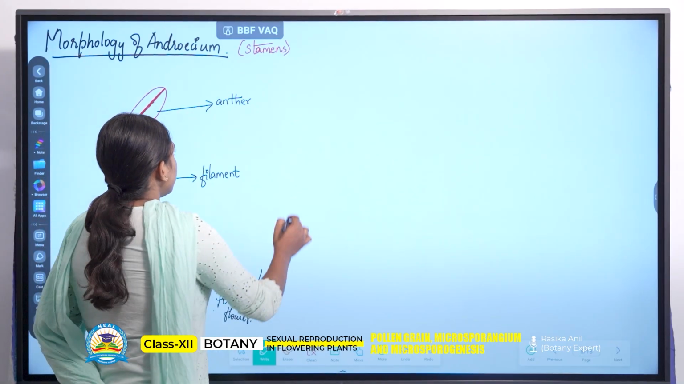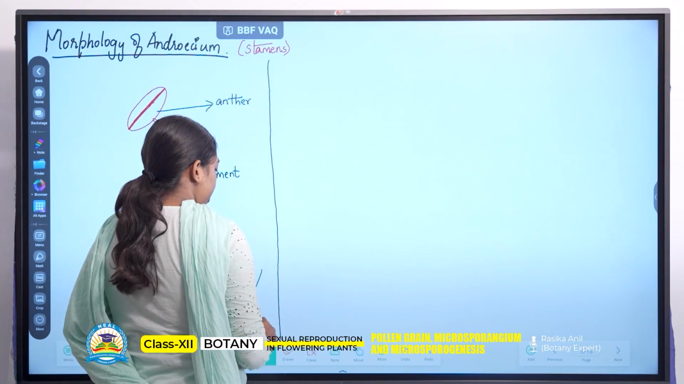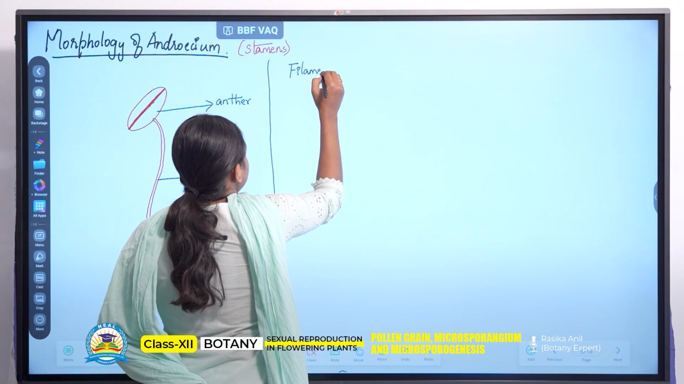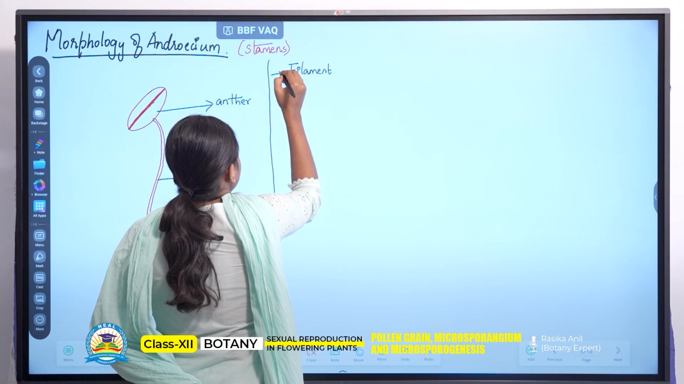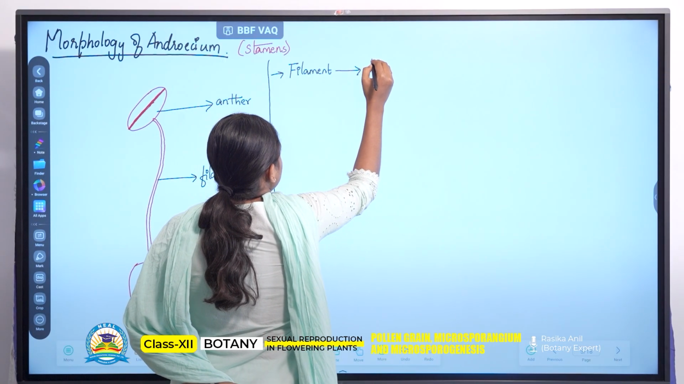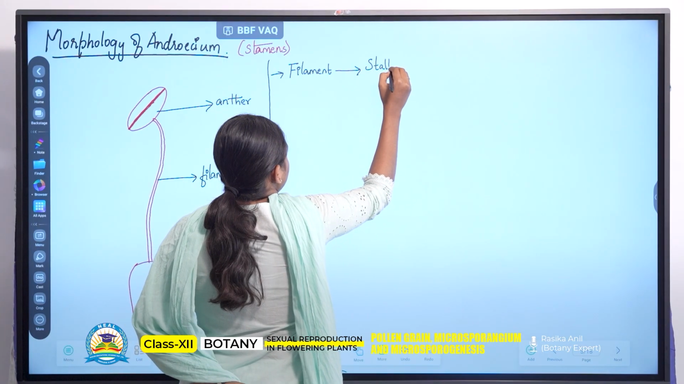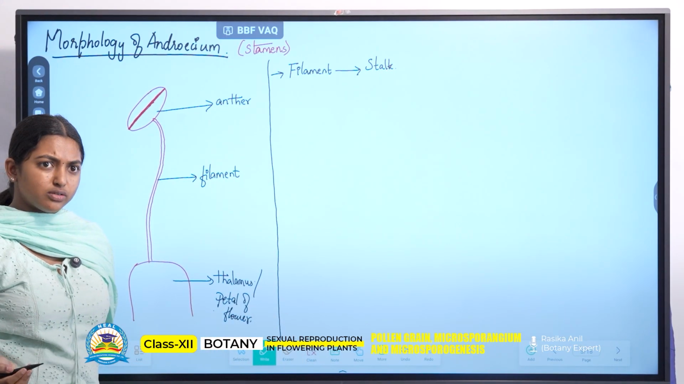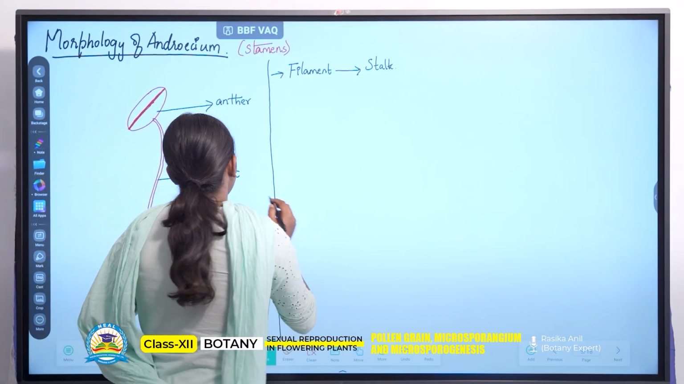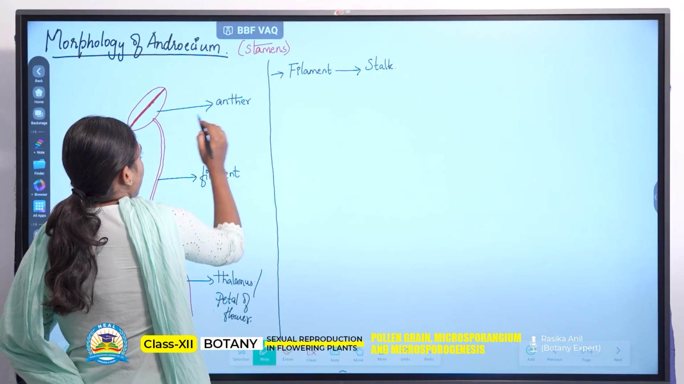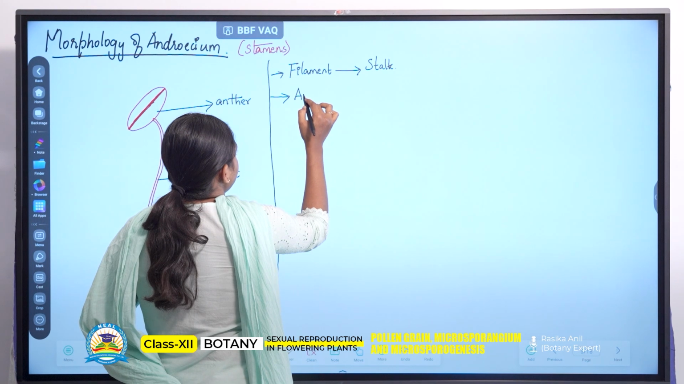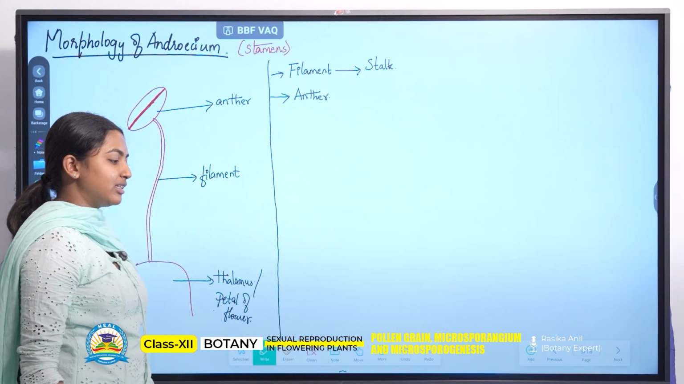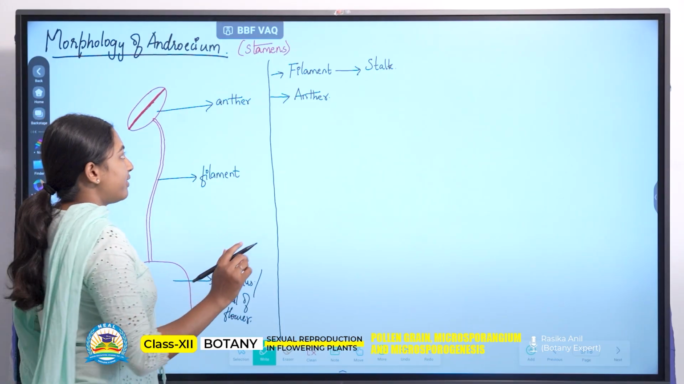Fine. So here you have a filament. Now what can you tell about the filament? Filament is just a stalk. You have a long stalk, so this is your filament. Anything else to tell about that? Nothing much, it's just a stalk. Next portion is this one called anther, the important part. We have something to discuss about anther because it is a little important.